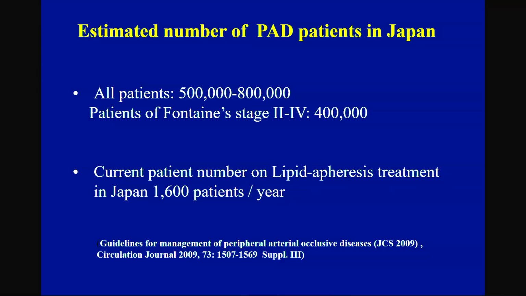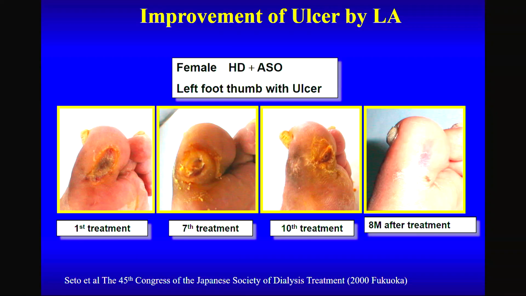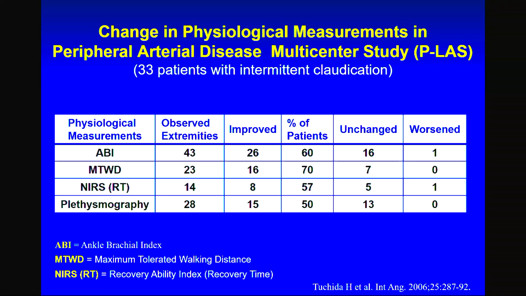And in Japan, 500 to 800,000 patients have Fontaine classification 2 to 4 of PAD. And the current patient number on lipid apheresis for this is 1,600 patients being treated just for PAD. Here's an example of a female on dialysis who had atherosclerotic cardiovascular disease, left foot, thumb with ulcer. You could see after first, 7th, 10th, 8 months after treatment, the improvement of this patient's disease.